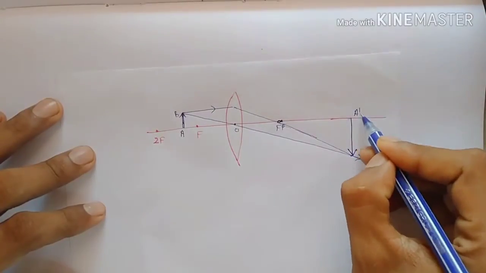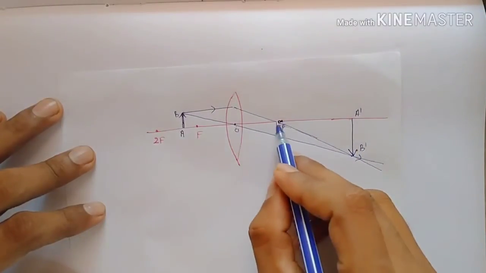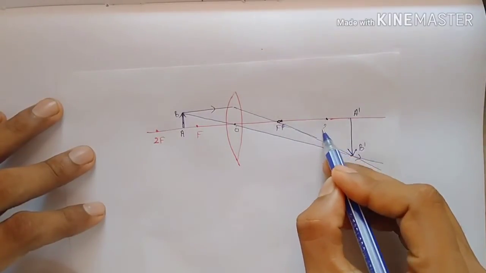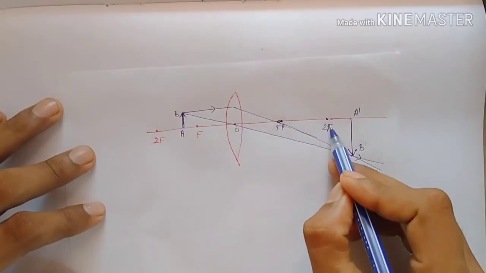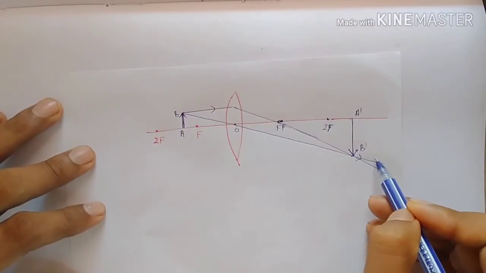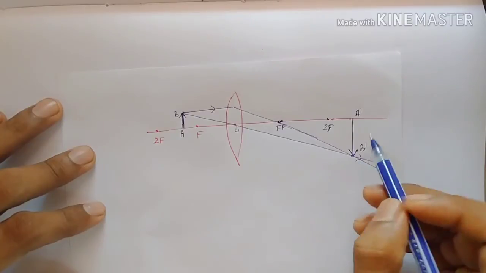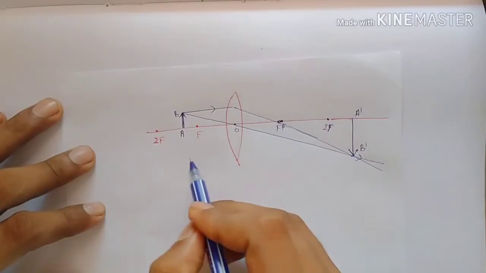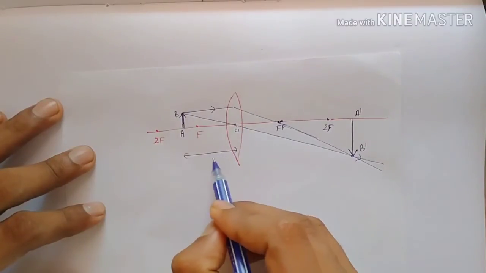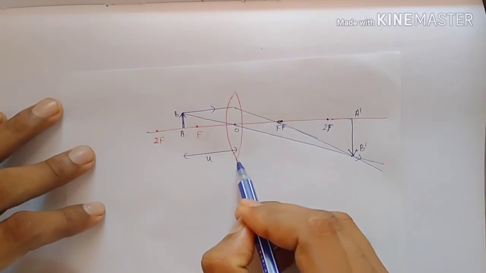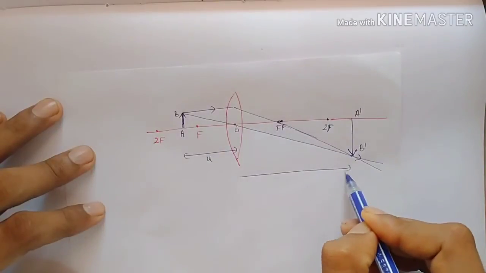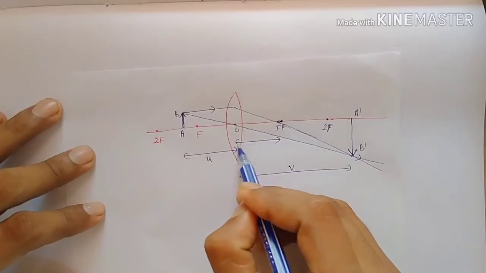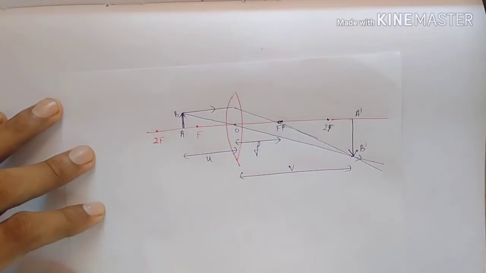The image is A dash B dash. If this distance is F, I could say this distance will be 2F. The image is formed beyond 2F. Can you say the nature of image? The image is inverted, real and magnified. What is this distance? This distance is U. This distance is V. And this distance is F.